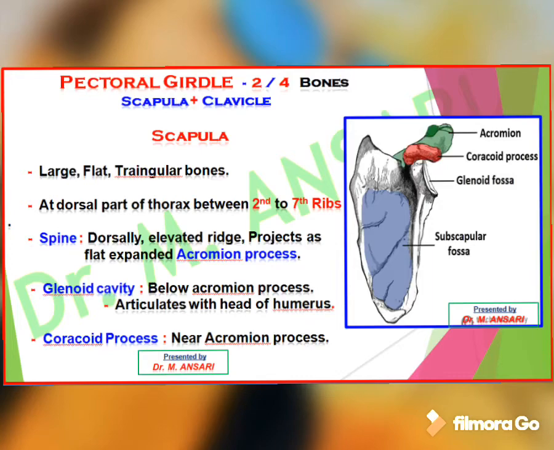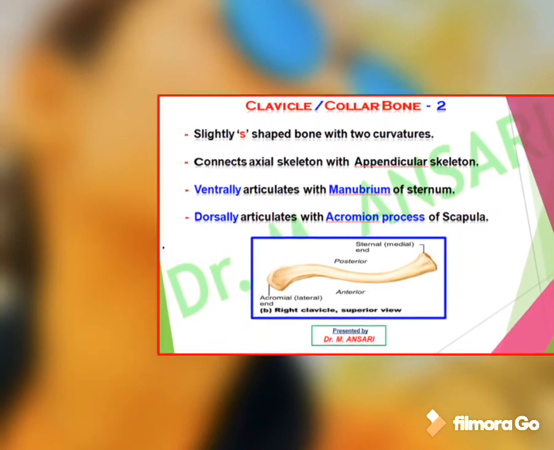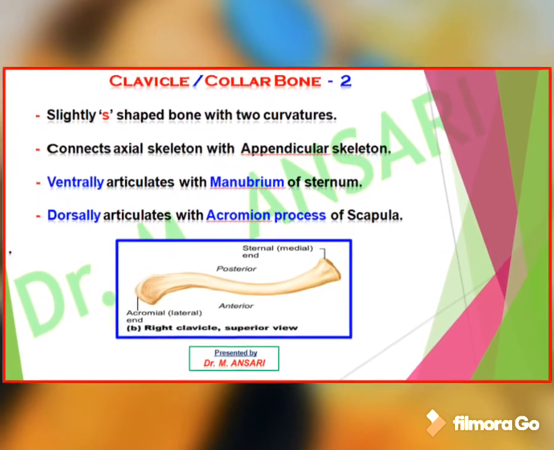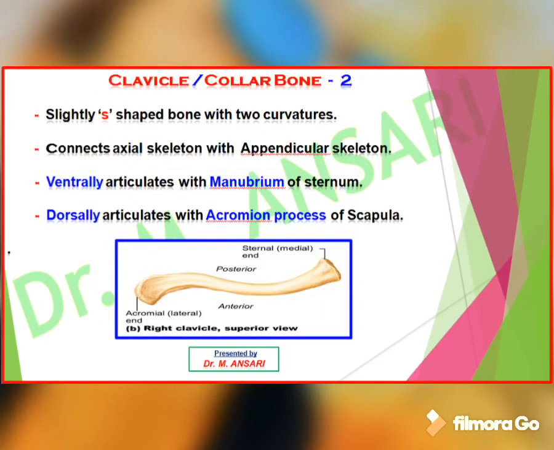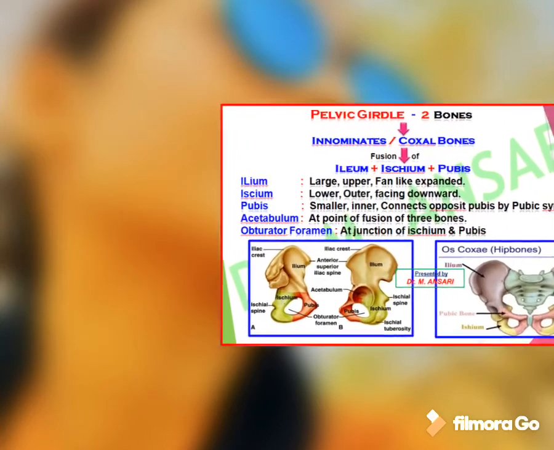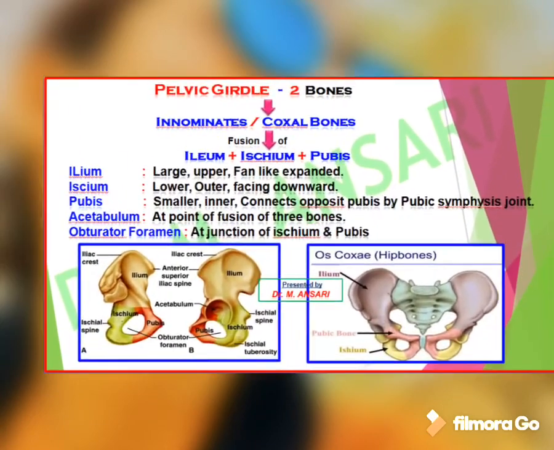With scapula, clavicle is also part of the pectoral girdle. Clavicle is also called collarbone or beauty bone. At each side, one clavicle is present. Clavicle, or collarbone, is a slightly S-shaped bone with 2 curvatures. This bone connects the axial skeleton with the appendicular skeleton. Ventrally, it articulates with the manubrium of the sternum of the thoracic cage and dorsally articulates with the acromion process of the scapula.